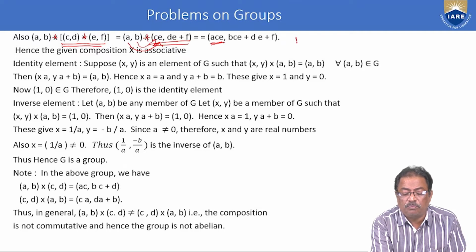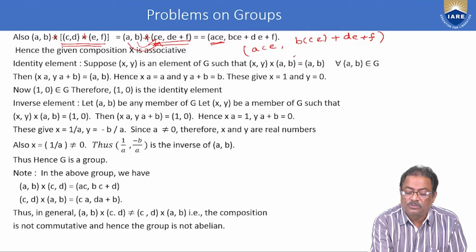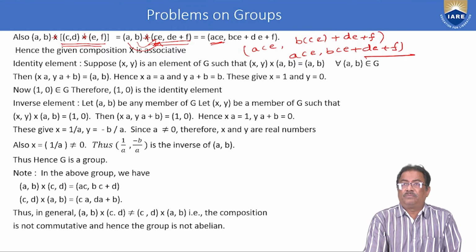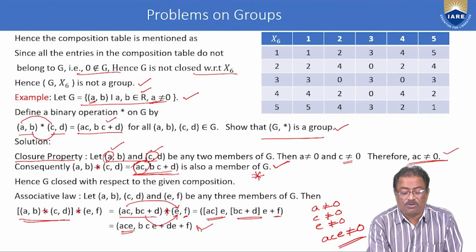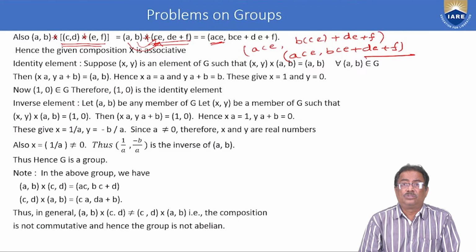So the first is no problem, ACE. The second one is B, CE, and next plus DE plus F. So this is the ordered pair: ACE and next BCE plus DE plus F. This is the value, the ordered pair that I am going to get, and it is equal to the previous one. So we can say that the left hand side is equal to the right hand side. So it is associative.